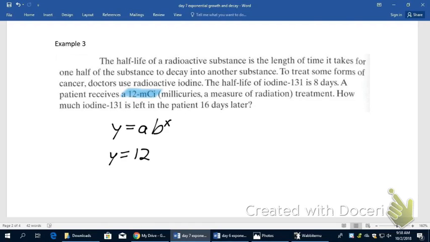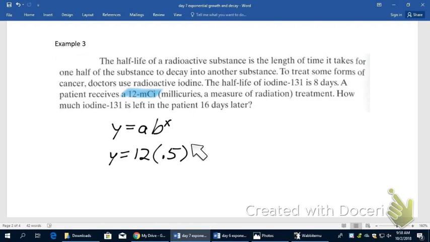Y equals, the initial amount is 12 millicuries. That's the measurement that they're giving you as your initial population. For B, I'm going to use 0.5. Now, is it always going to be 0.5 on half-life? Yes, because half of it's gone. 1 minus 0.5 will leave you with 0.5. So half-life always has a base of 1/2.